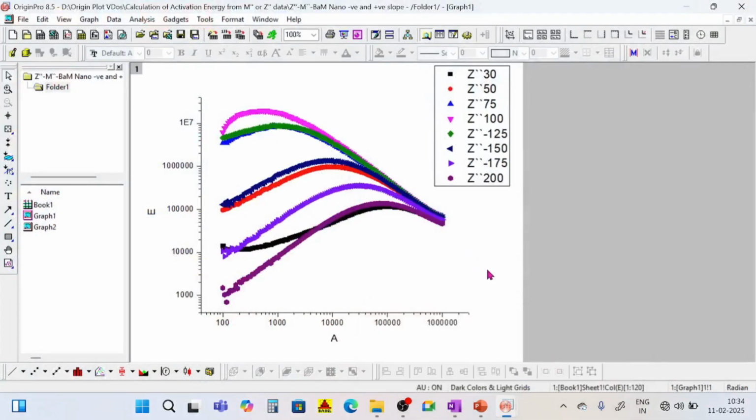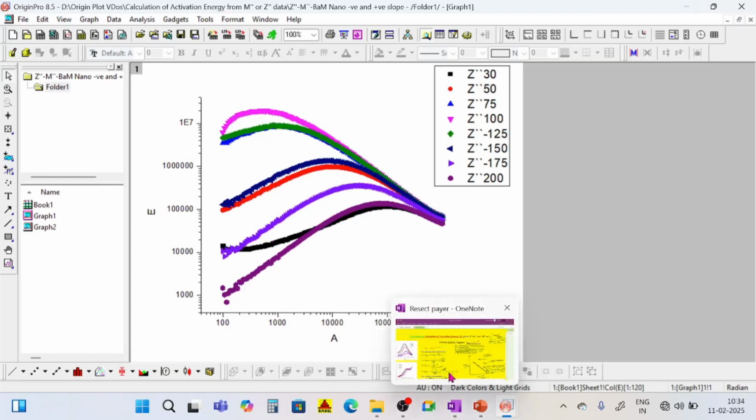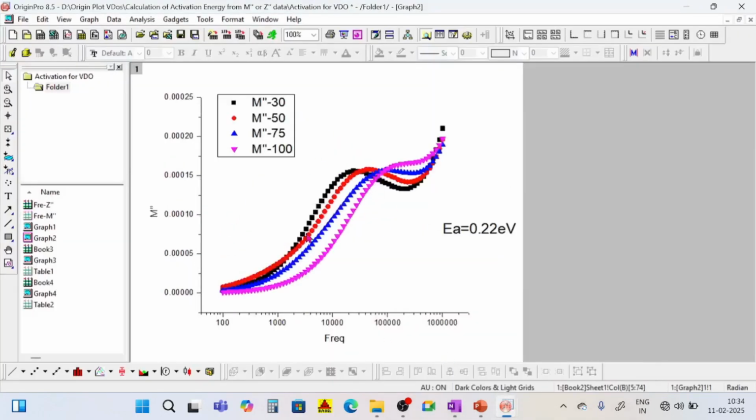If resistance increases, the peak will shift towards the lower frequency side, or left side. This is the general thing in semiconductor physics, or in complex impedance spectroscopy. Suppose I am working with NTCR behavior, negative temperature coefficient of resistance, NTCR. That means with temperature, resistance decreases.